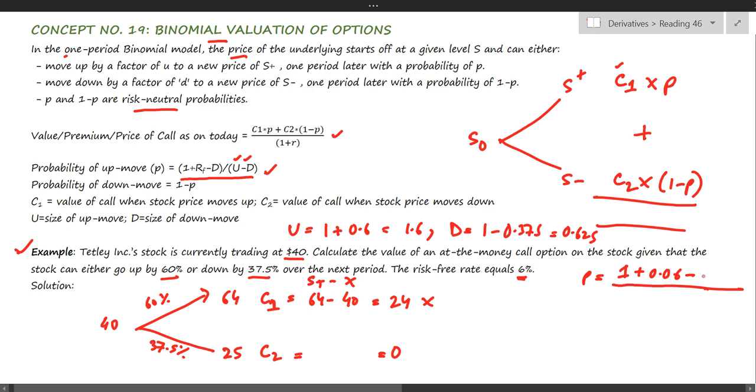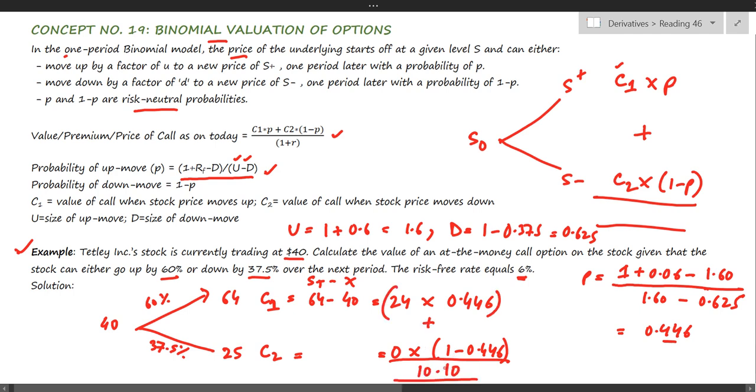Now just put it in the formula of probability. This is 1.6 divided by U minus D. Solving this, we get the value of probability as 0.446. Now this is the value of P. So multiply this by 0.446, and also this will be multiplied by 1 minus P. Although this will be 0, it is not relevant at all. When you add these up, you will get the value as 10.1. This is the value of the call option.